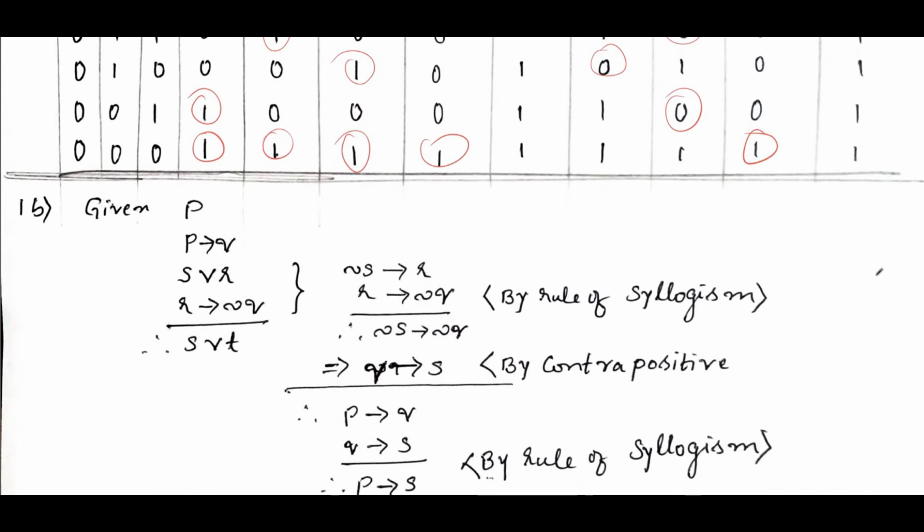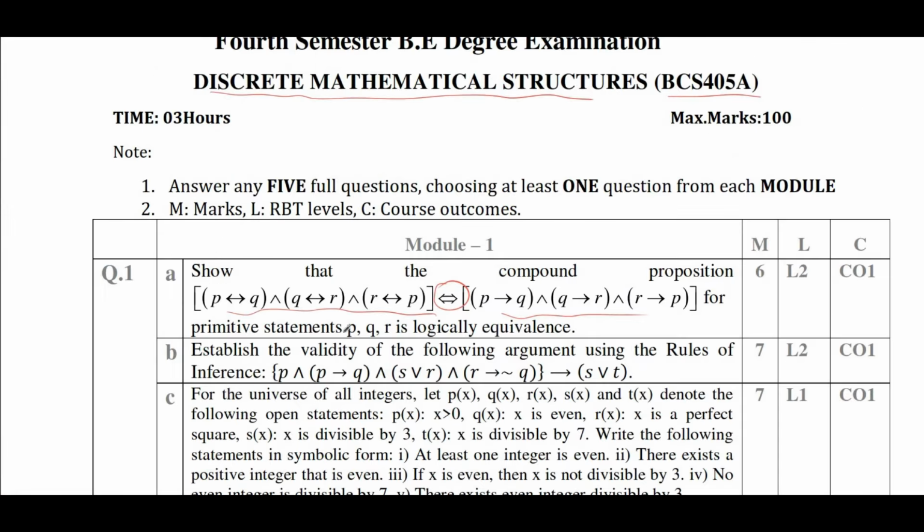When I go to the next problem, you can see the next problem has been given. Establish the validity of the following argument using the rules of inference. You need to establish this argument. Whatever the given argument is, it is given as compound propositions using the connective conjunction. You know that the rules of inference are always connected with what? Conjunction. And you need to give the conclusion. This is the conclusion: S disjunction T, which I need to prove.